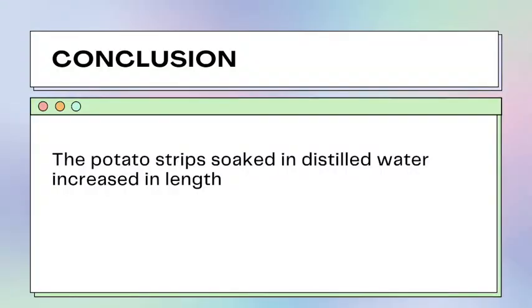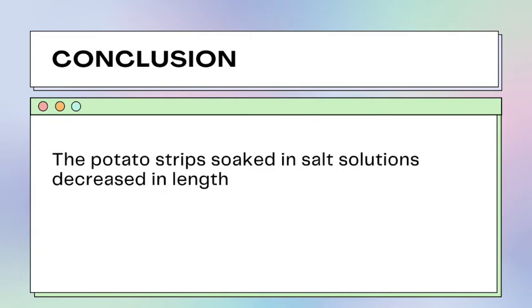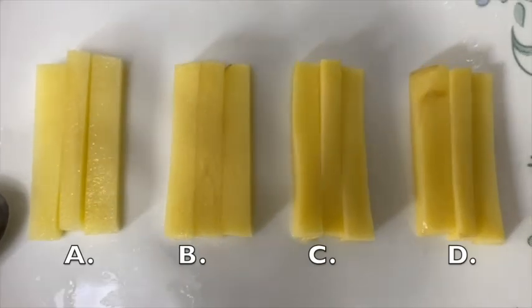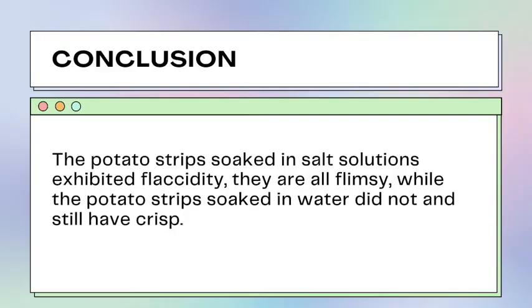So in conclusion, the potato strips soaked in distilled water increased in length, while the potato strips soaked in salt solution decreased in length. In addition, for other changes, the potato strips soaked in salt solutions exhibited flaccidity. They are all flimsy, while the potato strips soaked in water did not and still remained crisp.